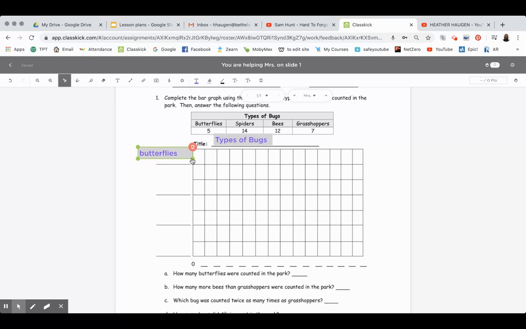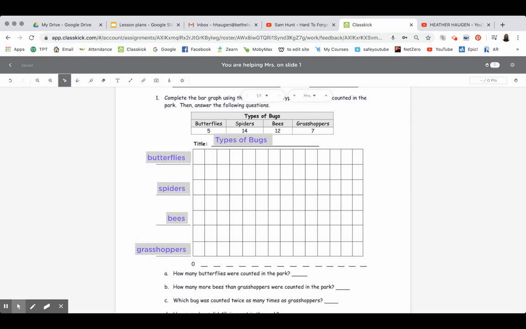So for bees and butterflies, you might have to, for butterflies, write BU, and for bees, maybe just write the word bees. So I have butterflies, then I skipped a row, and I have spiders, and then I will skip a row, and I will write bees, and then I will skip a row. Go ahead on yours, make sure you have all of your categories.